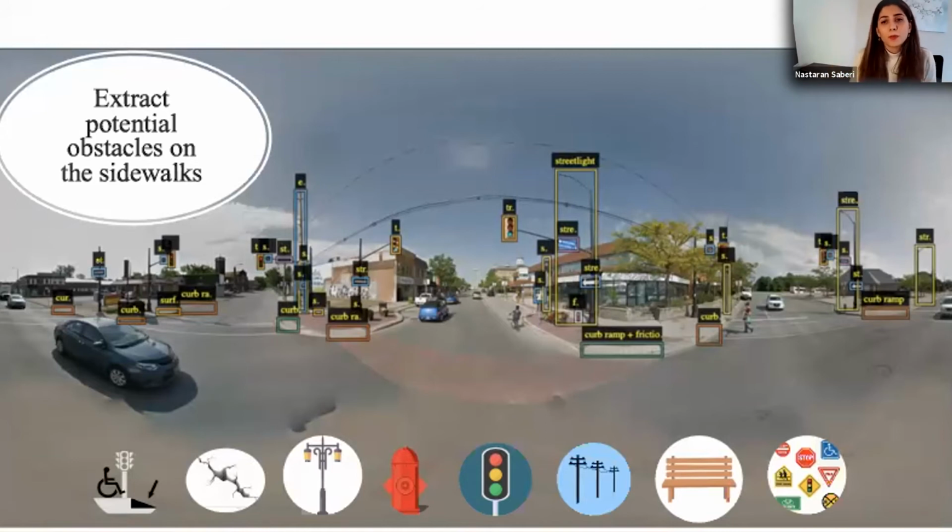And using our proprietary algorithm and architectures, there are different use cases for this platform, but for AccessMate, we use it to identify possible obstacles for individuals with mobility disabilities. And we also identify curb ramps plus friction strips, which are significantly useful for navigating people with mobility disabilities and for identifying accessible routes.